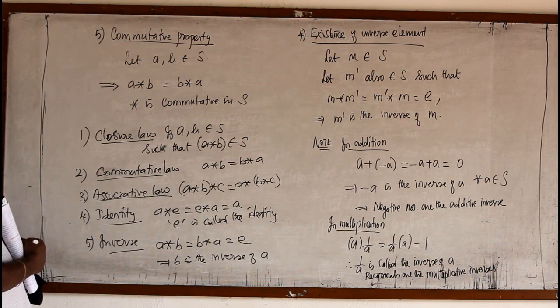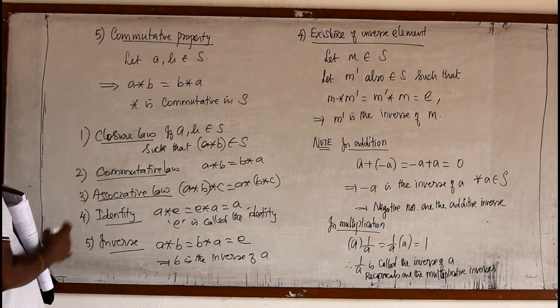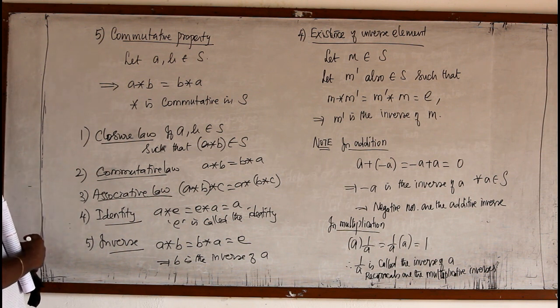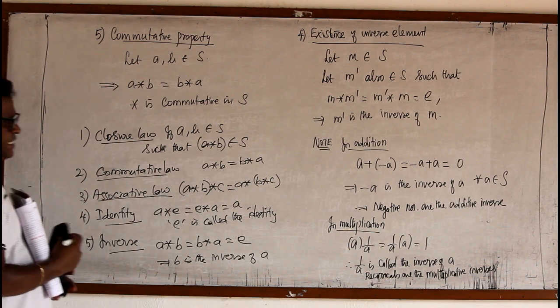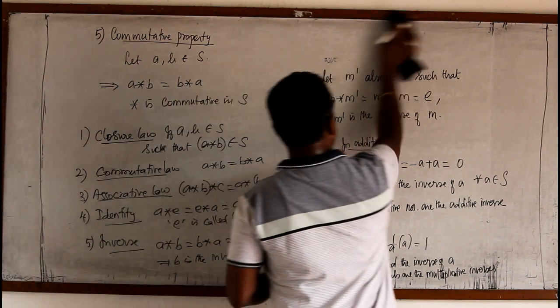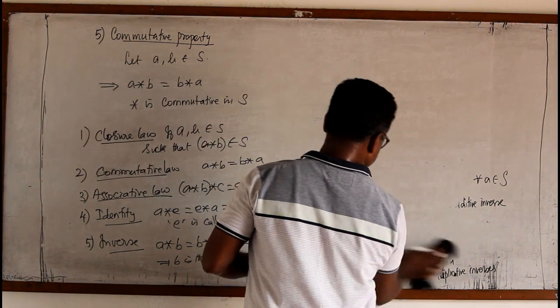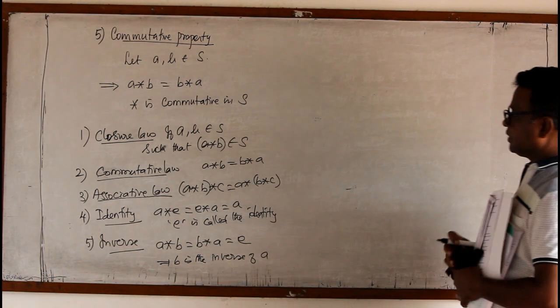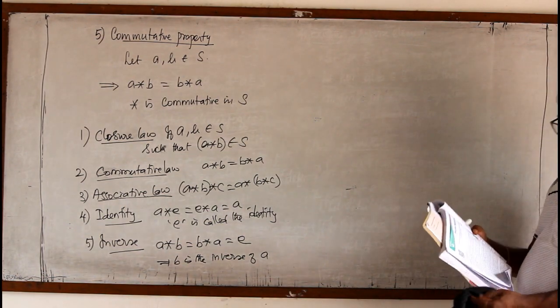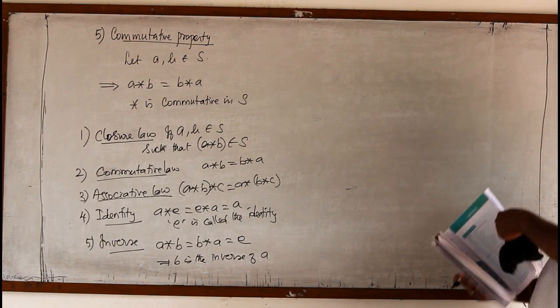So these are the five laws that you must know on sets. These are the things that we are going to deal with in this chapter. It is known as discrete mathematics. Now we shall go for examples. Example 12.1.